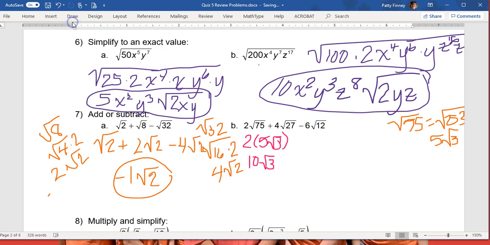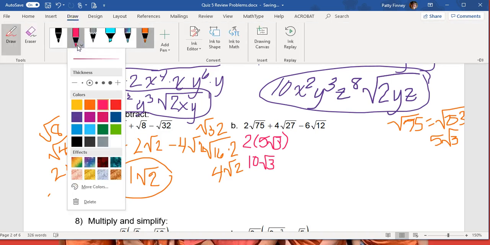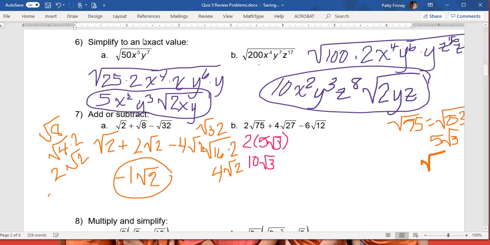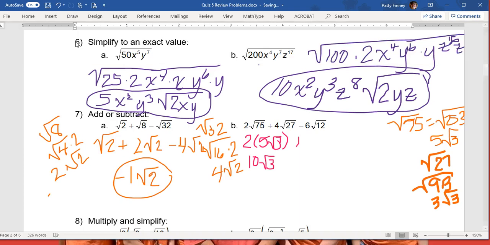Then we've got 27. So the square root of 27 is 9 times 3. So that's 3 square roots of 3. So that brings me back here to plus 4 times 3 square roots of 3, which is 12 square roots of 3.